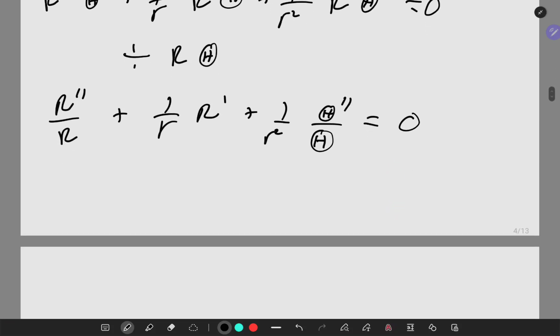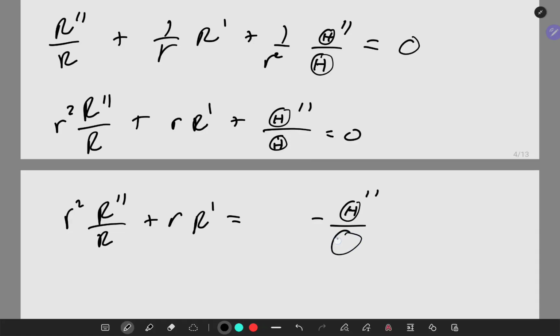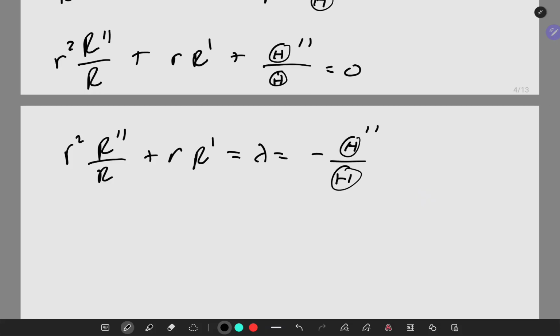You can multiply everything by r squared, little r squared. Plus r R prime over R plus Theta double prime over Theta. Now let's move those over. Negative. I left that space there for a reason, because we're going to include our separation constant, right? Now all we do is write out our two equations, right?